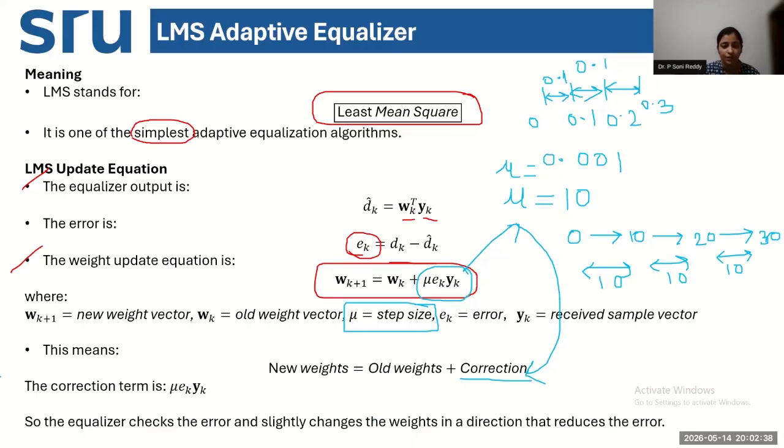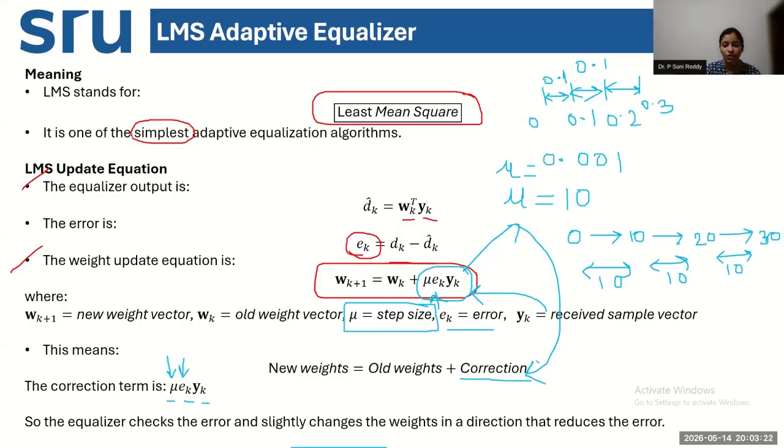Now what is happening here? In this case, we are using one step size and one error signal. The error signal ek is also there in your correction term, and your received signal vector is also there in the correction term. So the correction term has three factors: step size, error, and received signal. Now any change in the error will cause a change in the step size. If error is more, then the step size will be more. If error is less, then the step size will be less.